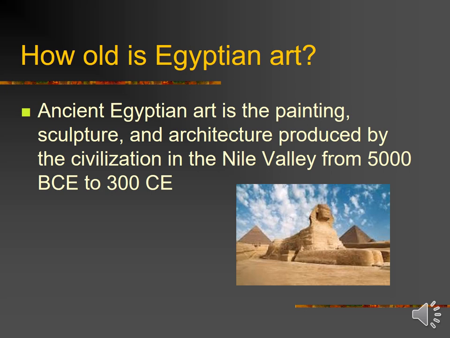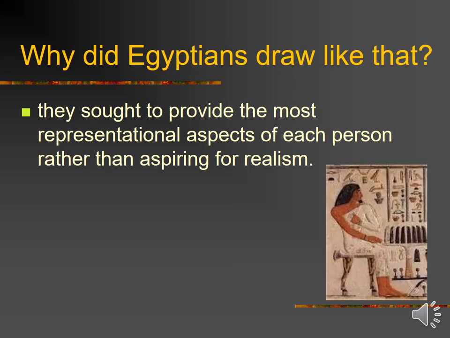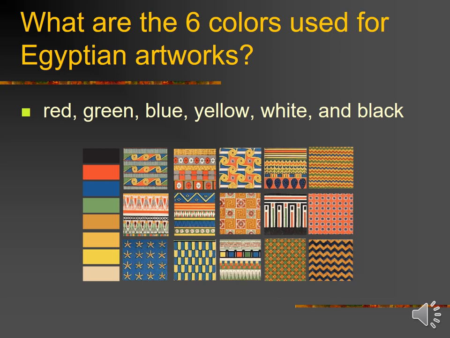How old is Egyptian art? Why did Egyptians draw like that? What are the six colors used in Egyptian artworks? They used red, green, blue, yellow, white, and black.